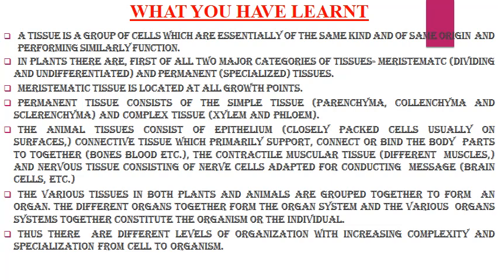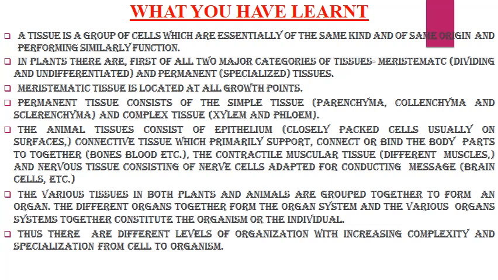In this whole chapter, what you have learnt, in this slide you get a summary. A tissue is a group of cells which are essentially of the same kind and of the same origin and performing similar functions. In plants, there are first of all two major categories of tissues, meristematic and permanent. Meristematic tissues are located at all growing points. Permanent tissues consist of the simple tissues like parenchyma, collenchyma, sclerenchyma, and complex tissues also. Complex tissues are of two types, xylem and phloem.